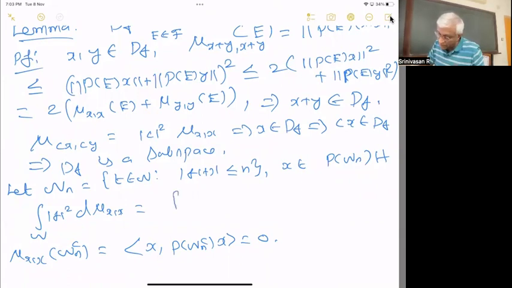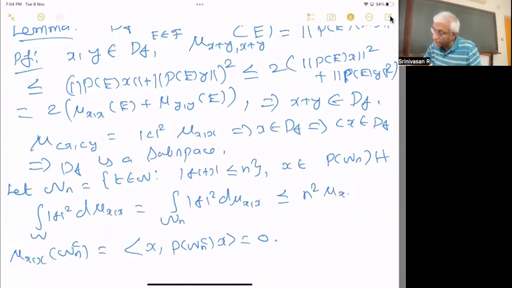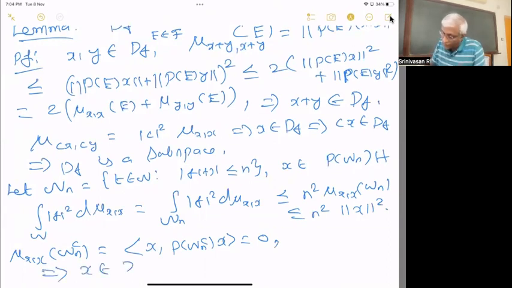The measure is 0, so this integral is over just omega n. On this set mod f is less than or equal to n, so the integral is less than n square times mu xx of omega n, which is less than or equal to n square times norm x square. So this implies that x is in the domain of f, D_f.